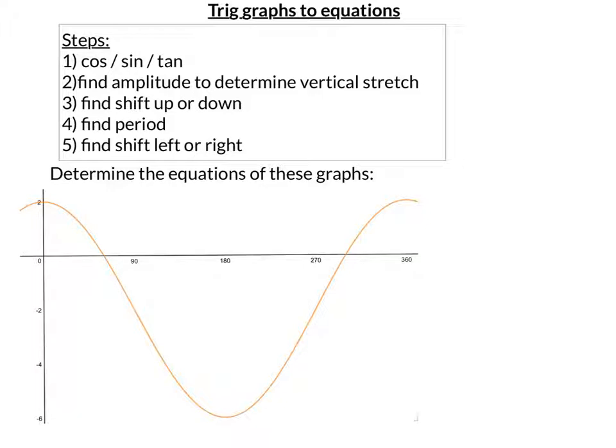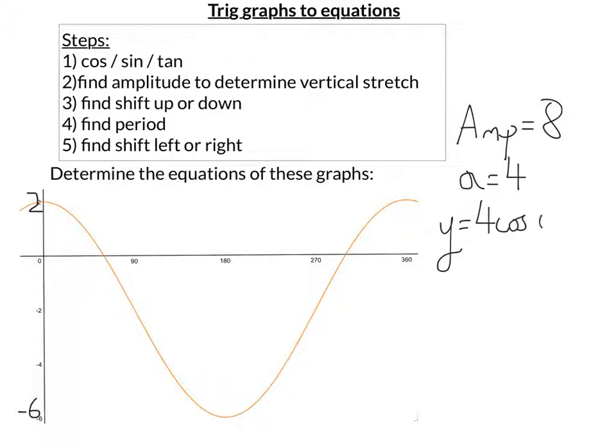Now we're going to find its amplitude. Well, it goes from its max point down to -6. So its amplitude, max minus min, is 8, which means the vertical stretch is half of that. So our A value is 4. So this is a curve of the form y equals 4 cos x something. So we've done the first two.